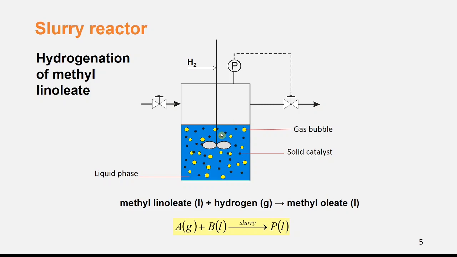So a slurry reactor is characterized by a gas phase reactant, in our example the hydrogen gas, reacting with the liquid phase one, the methyl linoleate, on the surface of a solid catalyst to produce a liquid product, the methyl oleate. We need to understand all of the steps by which these two reactants, one in the gas phase and another in the liquid phase, arrive at the catalyst surface and react. So let's look at that next.